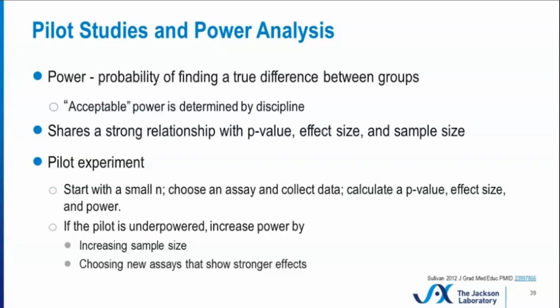The pilot experiment is always a recommendation that we give, and we discuss this a lot with researchers. Whenever you have a doubt, you're doing a new experiment, and you do not know the phenotypes in your in vivo experiment, start with a small number of samples, start with a small n, choose an assay, collect that data, and calculate your p-value, effect size, and power. See if your pilot is underpowered. You can increase that power either by increasing your sample size, or by keeping the same sample size but choosing new assays that show better phenotypical effects.